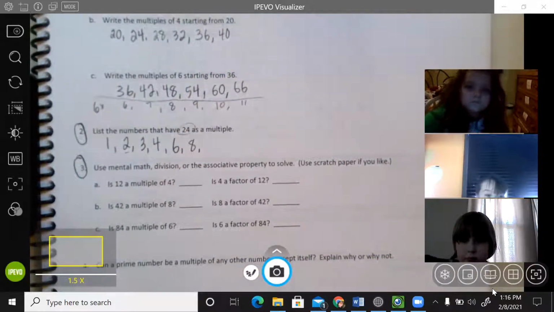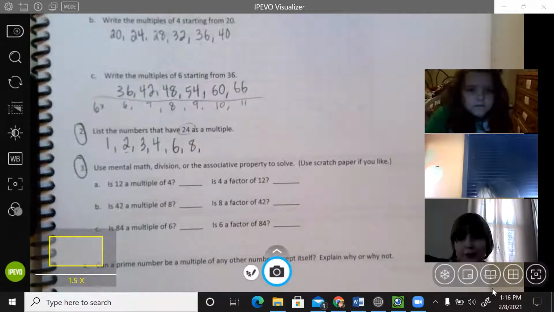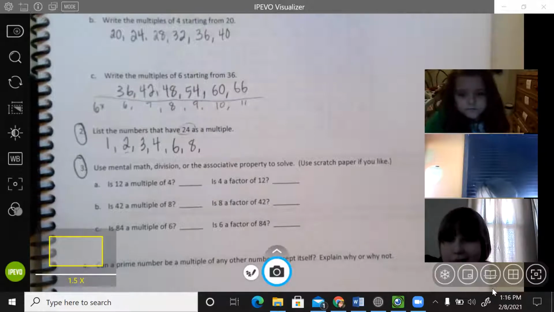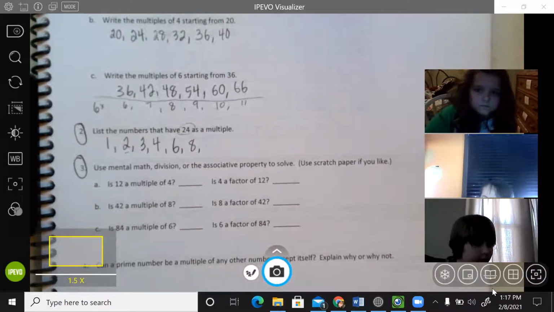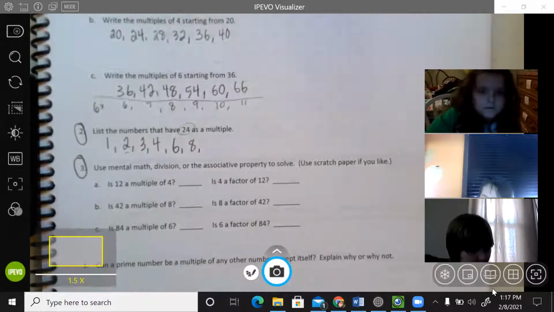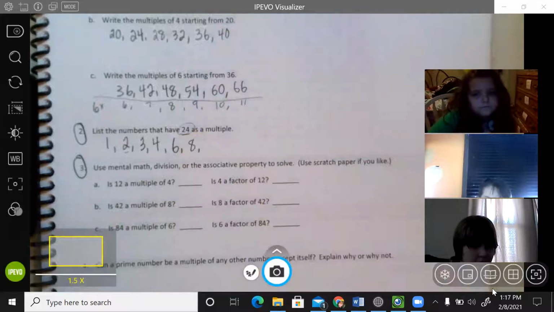Tegan, how about 9? What's 9 times 1? 9. 9 times 2? 18. 9 times 3? 27, there you go. And we're already past 24, so we wouldn't write 9 down.